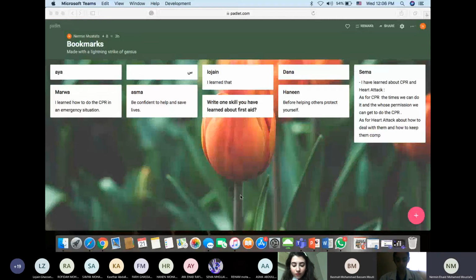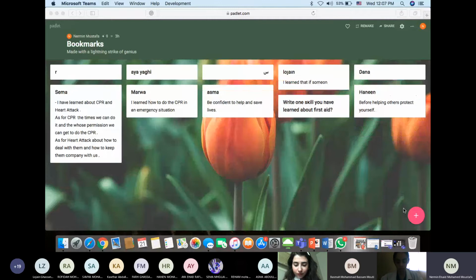Lujain, what have you learned, Lujain? Okay, teacher, just one skill? Yeah, I think it's enough because I would like to give the girls the chance to write what they have learned. Yes. I know that we heard too much information today, girls, about first aid. For example, Asma learned to be confident to help others. Yes, perfect, Asma. Sema learned a lot about CPR and heart attack.